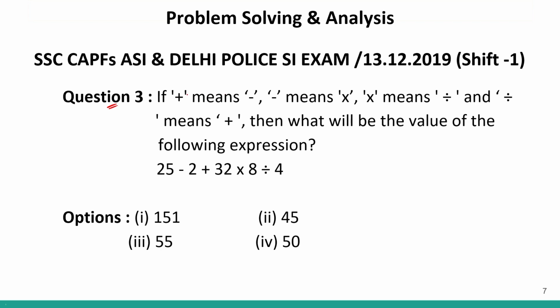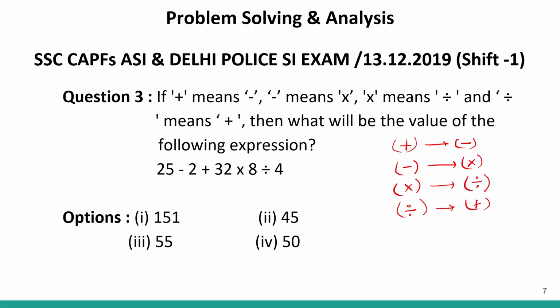Question number 3, we are given certain codes. Plus means minus. Minus means multiplication. Multiplication means division and division means addition. Then what will be the value of the following expression? This is an equation and we have to substitute the values. Let me write them. If plus is written, we will substitute it with the minus sign. Similarly, if minus is written, we will substitute it with a multiplication sign. If multiplication is written, we will substitute it with a division sign. And if division is written, we will substitute it with an addition sign. So this is given in the question.